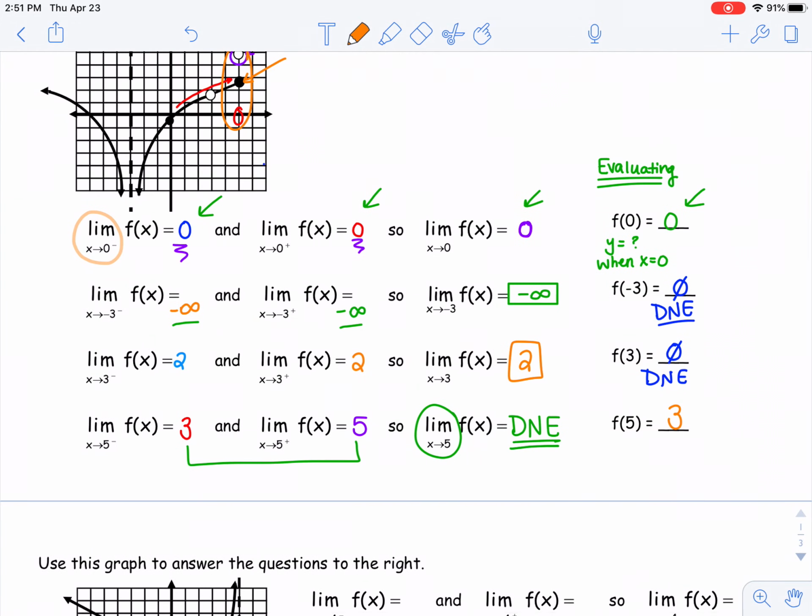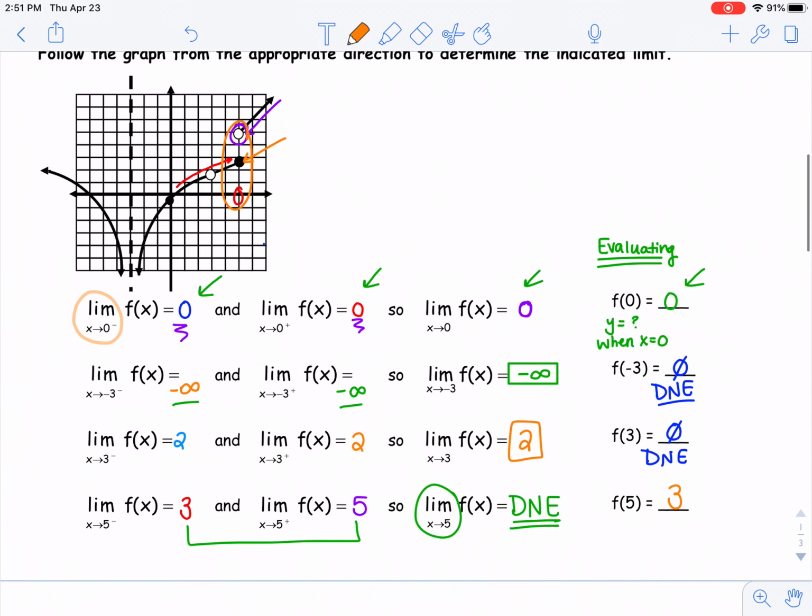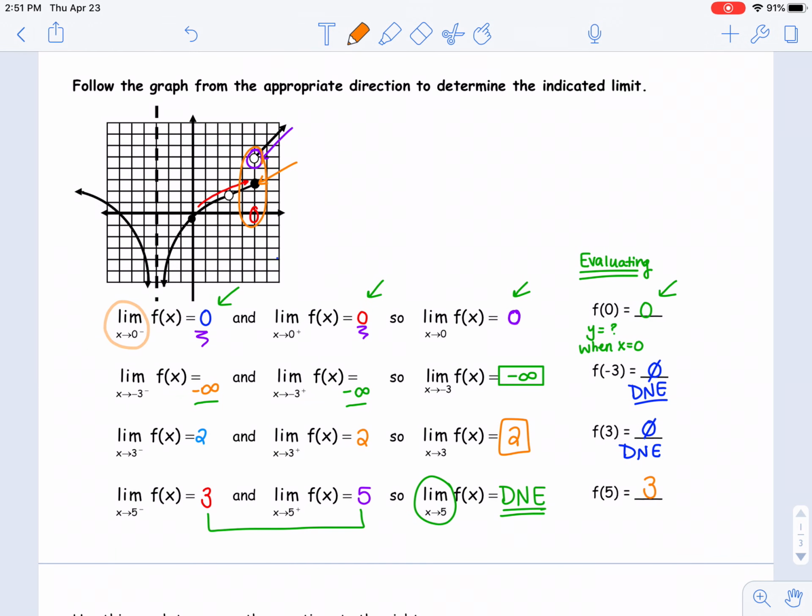Okay. Hopefully that helps you guys out a little bit. Limits can be abstract, so I just want you guys to really think of it. It's an approach. Where is the graph approaching? And remember, that's different than where the graph actually exists.